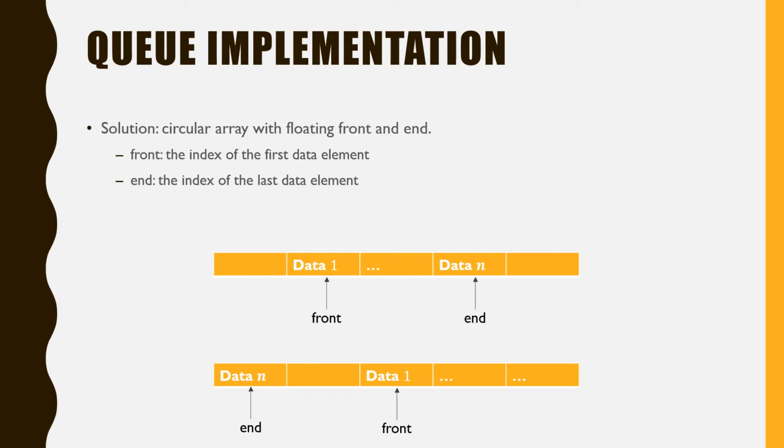When we dequeue to delete the first data element, we can simply increase the front index. Note that we may leave some empty memory blocks at the beginning of the array in this step.